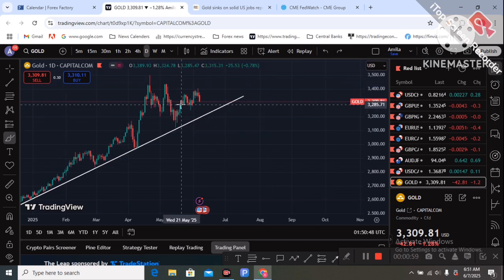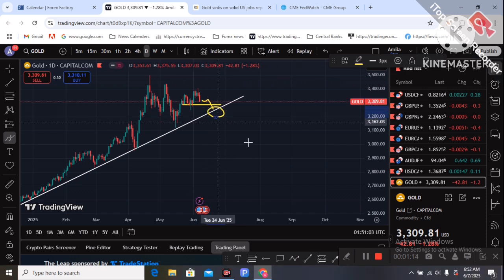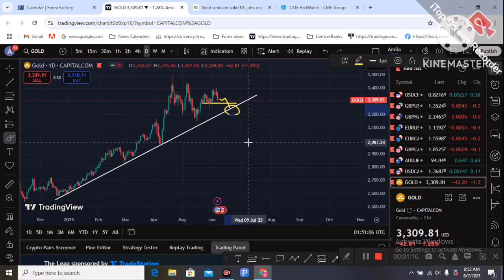Technically, this is the support level on the daily chart. The 3280 level is the support level, and this support has broken out. The trend line below is the support level in the daily chart technical picture. So let's see the economic data.